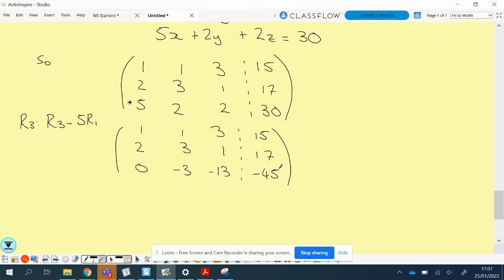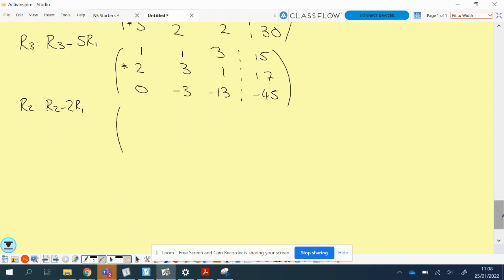So the next 0 place I want to try and get is where the 2 is in row 2. So let's now work out this one. Row 2 is going to be row 2 take away 2 lots of row 1. So row 1 stays the same first of all, so let's put that in. And so there's row 3, that's not going to change.